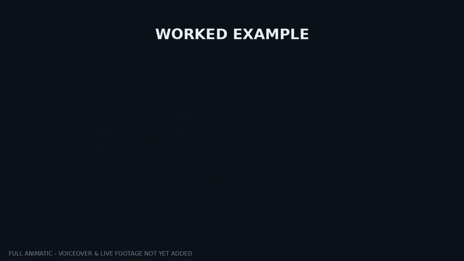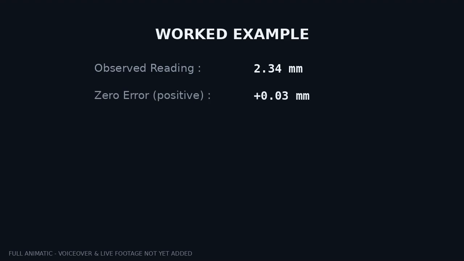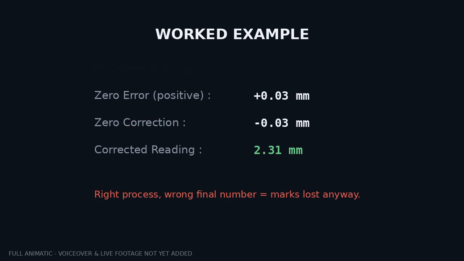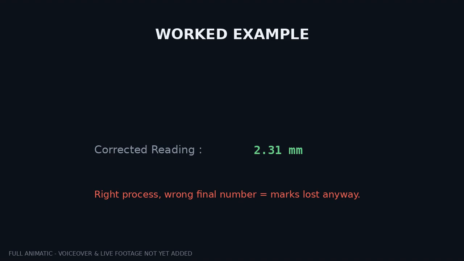Let's use it. Say your observed reading is 2.34 millimeters, and you've identified a positive zero error of 0.03 millimeters. The correction is negative 0.03. Corrected reading, 2.31 millimeters. That's your final, exam-ready answer. Miss this step, and you'll have the right process with the wrong final number, which examiners specifically look for.